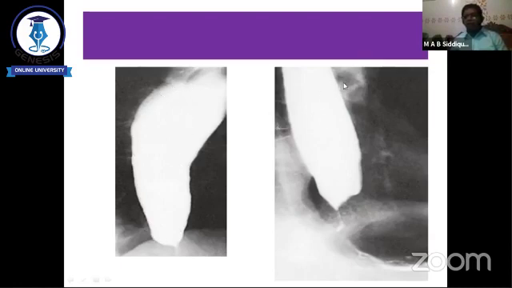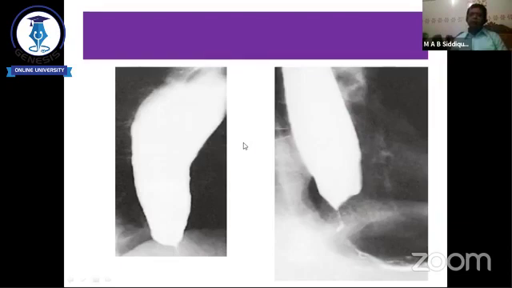If you look at this X-ray, the esophagus is also distended, but not like the other X-ray. Here the narrowing is at one side, but there the narrowing is at the midpoint. And if you look carefully, this margin is irregular, but here the margin is smooth.